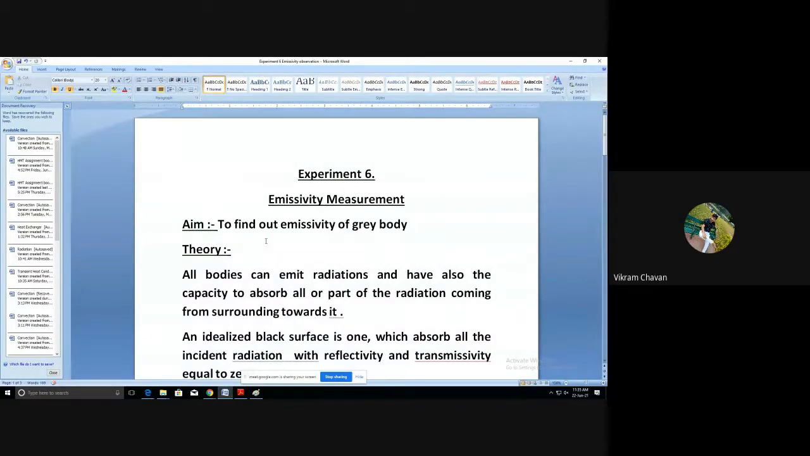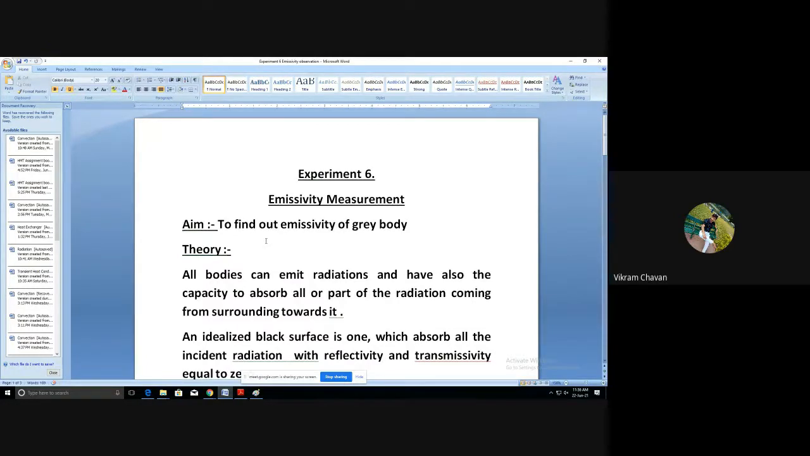To get the meaning of a gray body, you should have some theory points. You should know something about the types of bodies according to their radiation properties. The first body we have discussed is the black body, the body which absorbs all the radiation incident on its surface. In that case, the absorptivity is equal to 1, and transmissivity and reflectivity are equal to zero in case of a black body.